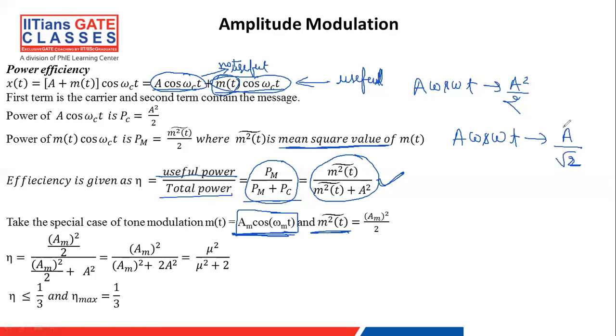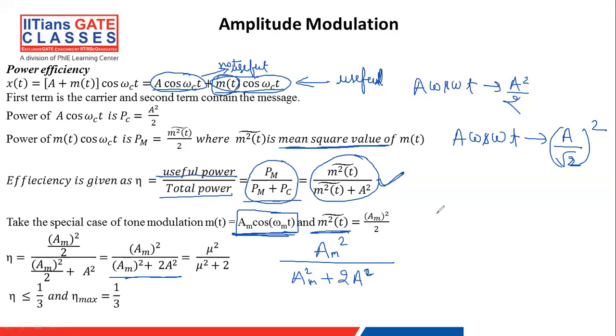So the mean square value will be simply the square of this, that is a square by 2, and in this case a is nothing but Am, so it will be Am square by 2. Now let's put it here in this equation. So it will be Am square by 2 upon Am square by 2 plus a square, or you can write it something like this: Am square by Am square plus 2a square.